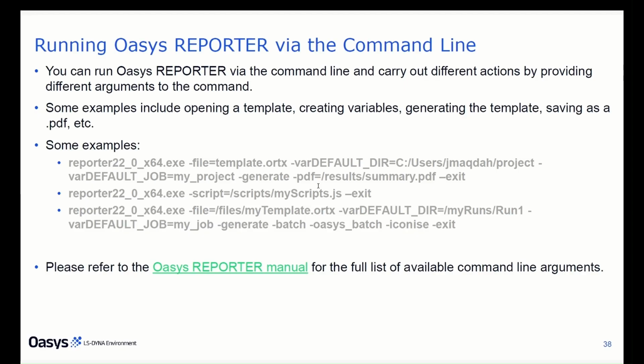So you could also run the Oasys reporter via the command line as well. How you do this is you give different arguments to the command, and that allows reporter to carry out different actions. So there are some examples over here of how you could structure your command files so that it runs reporter in the command line.